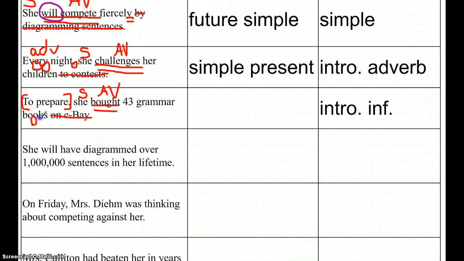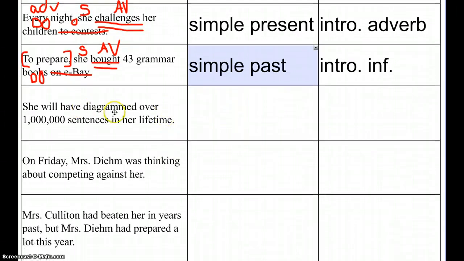Books is my DO. So now I've got to figure out my verb tense. Well, I have one verb. It doesn't get any easier than that. Easy is simple, so that must be a simple tense. Bought indicates that it happened in the past because present tense would be buy, so it's simple past.